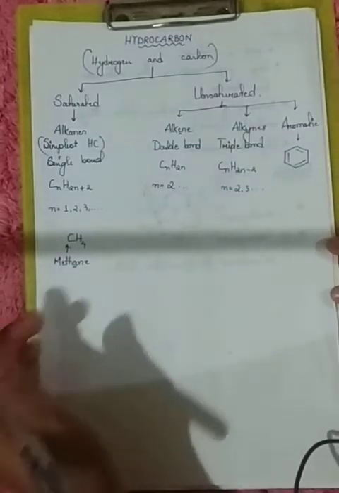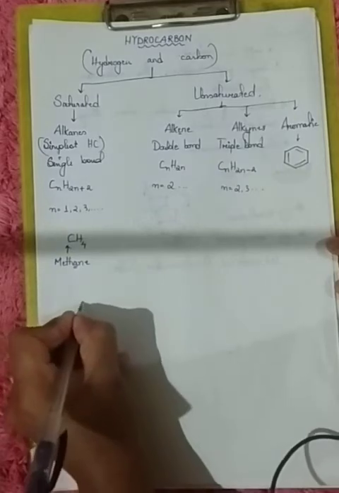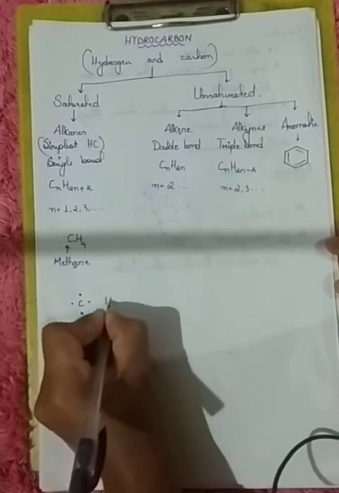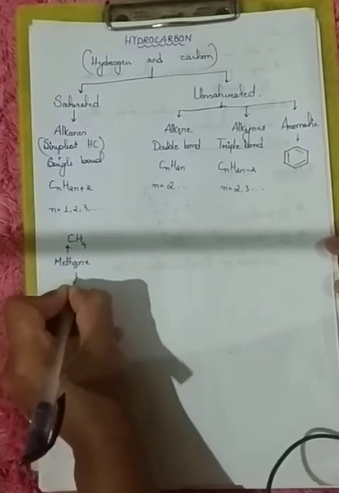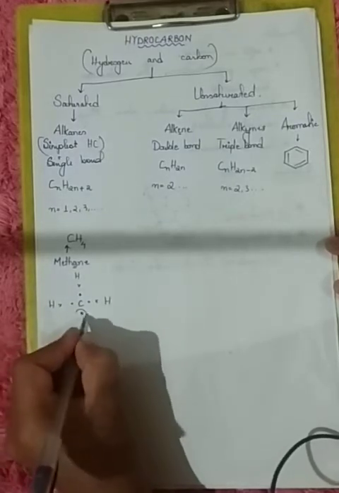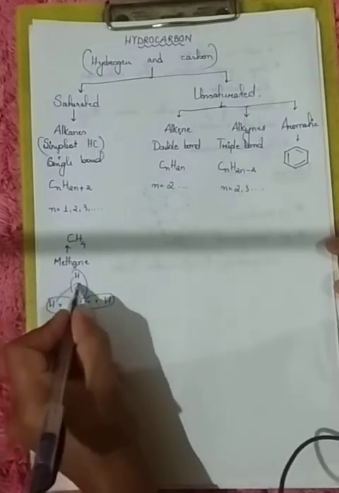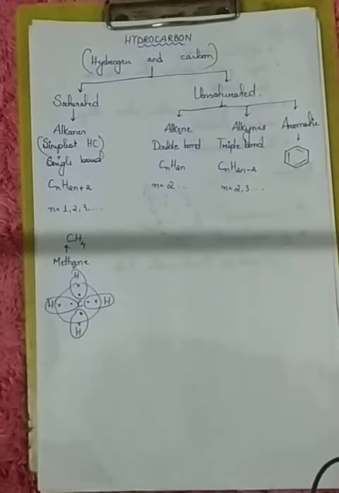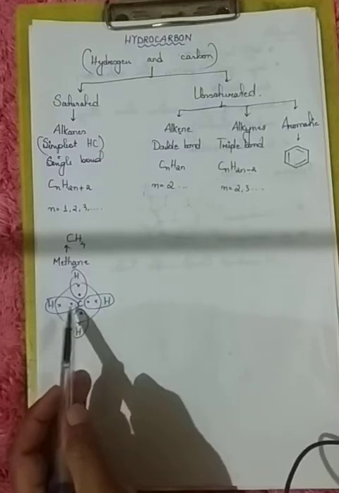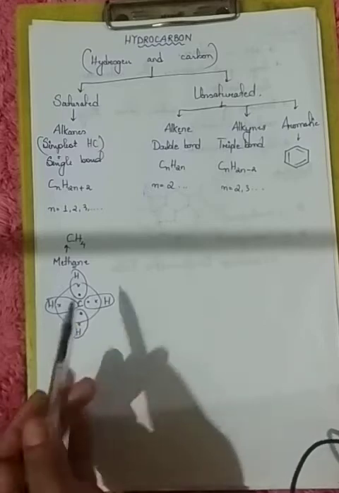Now let us draw the electron dot structure of methane. We have already drawn this, but let us draw it again. Carbon has 4 valence electrons. Each hydrogen atom has 1 electron. They will share their valence electrons to form covalent bonds within the molecule. The carbon and hydrogen atoms each share 1 electron. Therefore in the methane molecule we have 4 single covalent bonds formed.